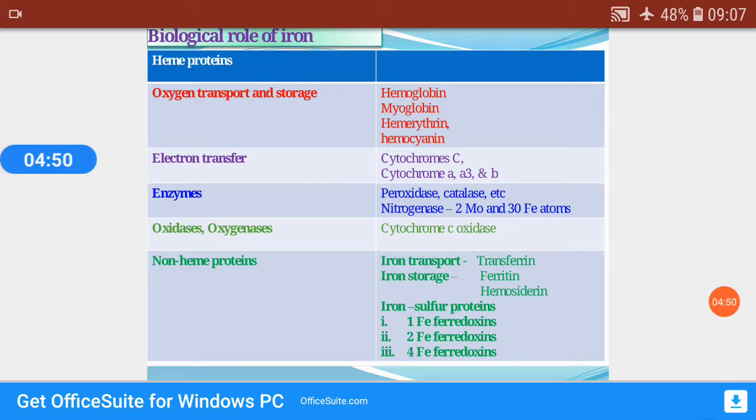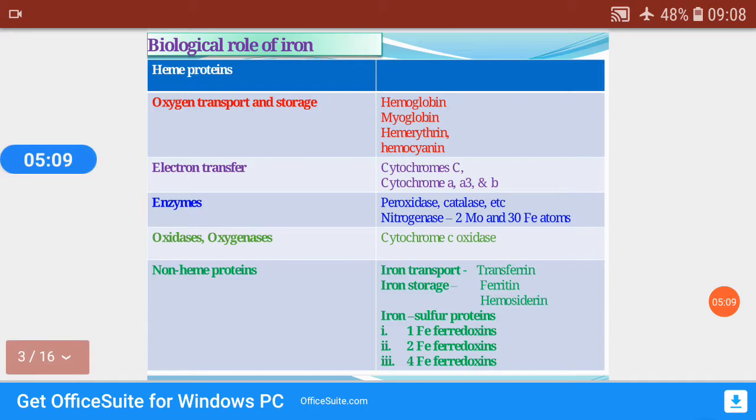bacterial cells, as one iron ferredoxins and rubredoxins. Okay, 2 iron containing ferredoxins, 4 iron containing ferredoxins along with the sulfur atom. So these are some of the examples containing iron in its complex systems.